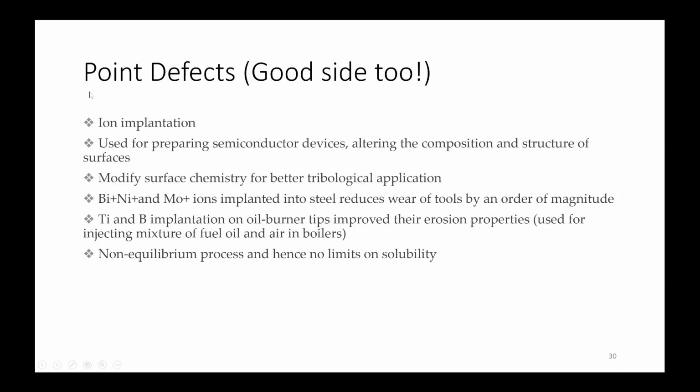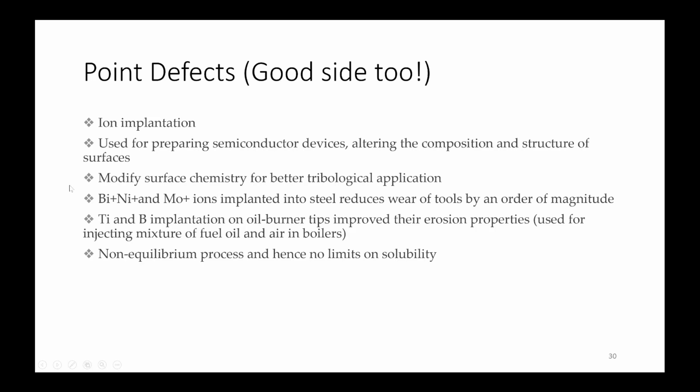Now, one of the uses of the point defects is in ion implantation. This is a technique where you will be using some ions that will be implanted into steel, and it will reduce its wear of tools, so it will be providing wear resistance by an order of magnitude. It is also used for preparing semiconductor devices, altering the composition and structure of surfaces.